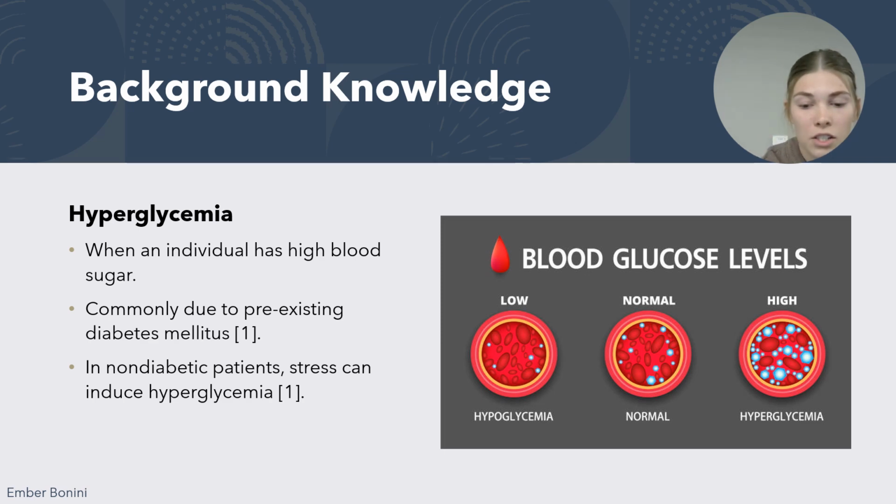As we look at the pictures right here, these little blue circles show the amount of blood glucose that's in your body, and when it's low, there are fewer circles. As you can see, normal has an even mix of them, and high has an increased influx of glucose and different blood sugars in there.